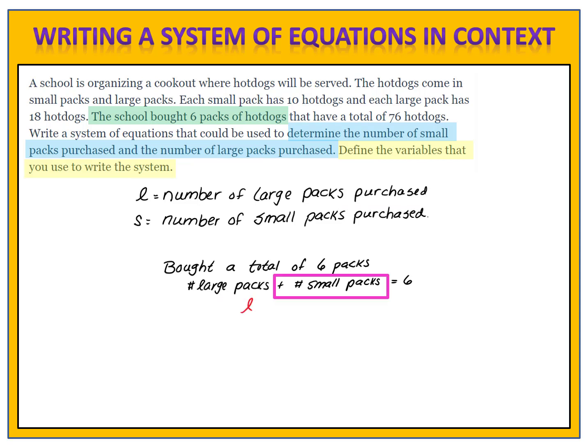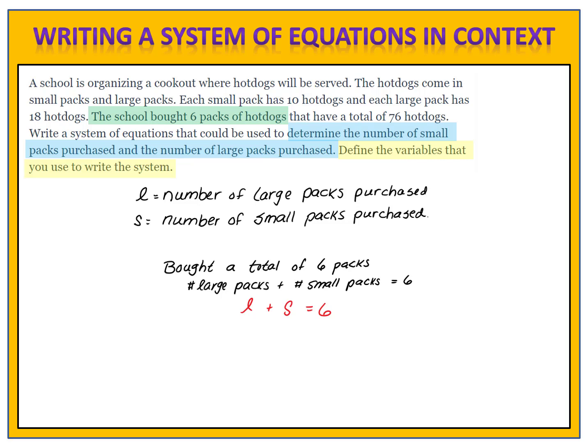Next, we bought small packs. How many small packs did we buy? According to the let statement, we bought S small packs, so I'll use the variable S. The number of large packs plus the number of small packs equals 6. So the first equation is L plus S equals 6.